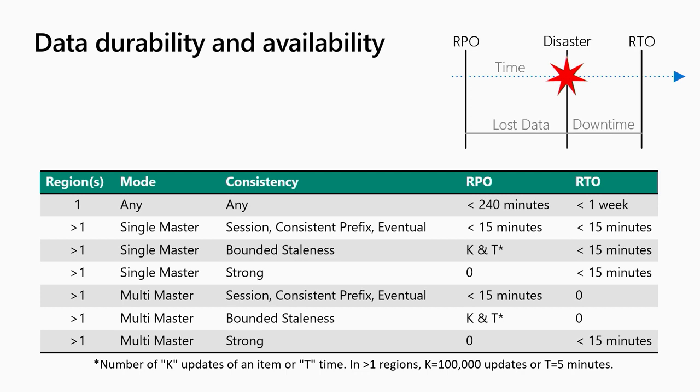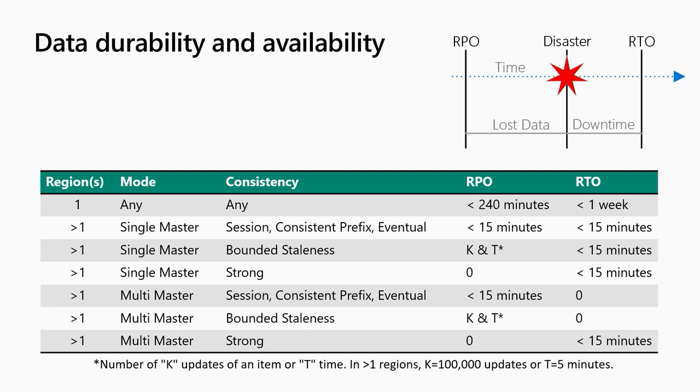So for a single region deployment, your RPO is going to be about 4 hours. But what I really want to call out is your RTO is going to be something less than a week. So if you're building a mission critical application, who wants to deploy in a single region, right? You would never do such a thing, right? You have to deploy into multiple regions to provide that level of availability should a disaster or some kind of event occur that's going to impact a region.